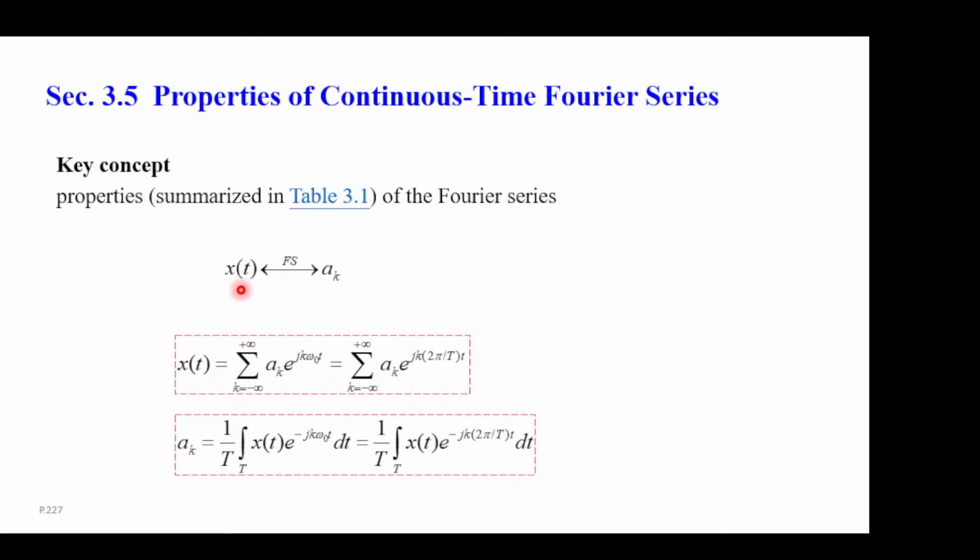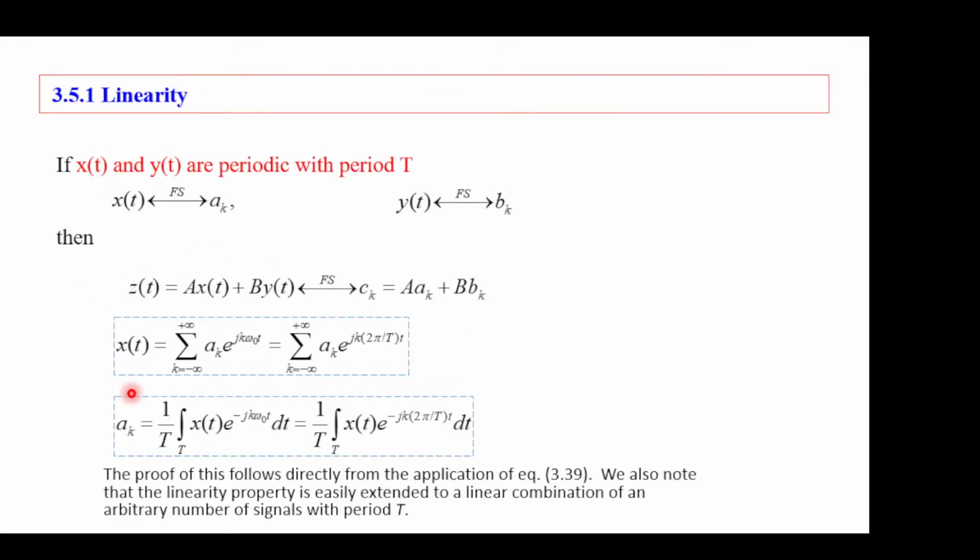We can think of it as representing x of t by just writing down x of t, or we can write down its Fourier series, the set of ak. And we have this synthesis equation and analysis equation that let you transform them back and forth. Okay, so that's very nice. And actually, from this transformation back and forth, we can get some properties.